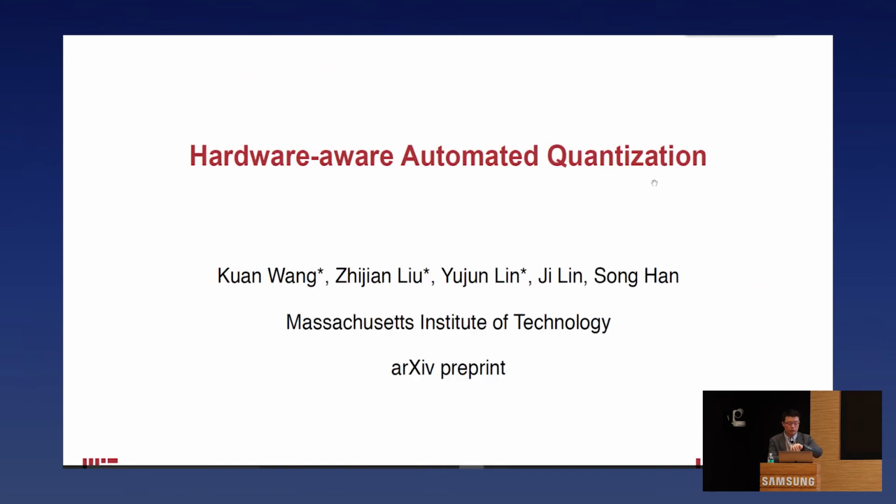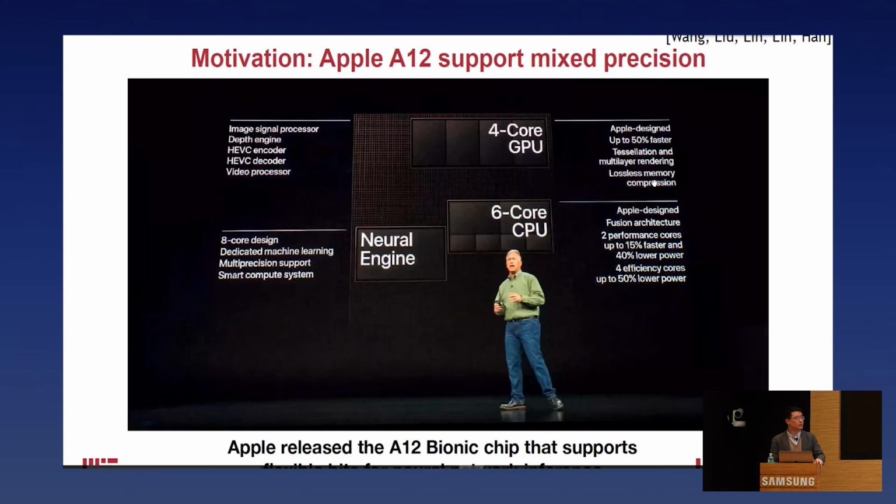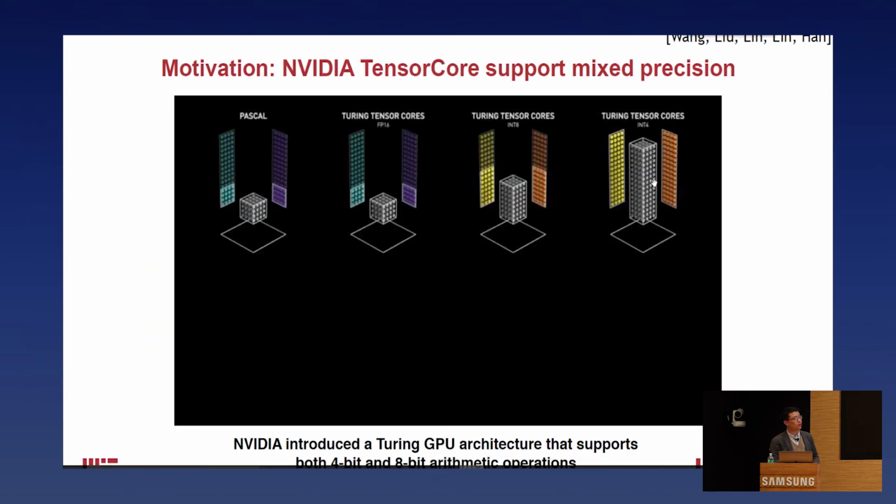And I will then briefly introduce our recent work on hardware-aware automated quantization. Again, it's in the big picture of design automation assisted by AI. So multi-precision chips are a big trend. For example, in A12, there's a small line here saying multi-precision support. NVIDIA GPUs also support multiple precisions, ranging from FP32, FP16, int8, int4, and int1. So how do we decide the precision?